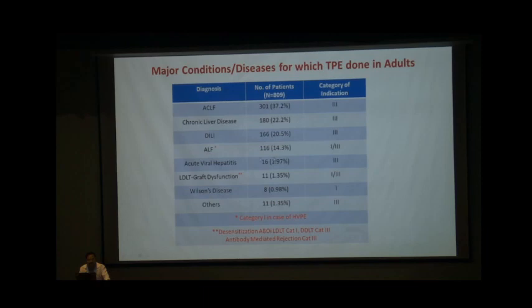In ALF, if it is high volume, it's category 1, and if it is standard volume, it's category 3. Acute viral illnesses, LDLT graft dysfunction are mostly in category 3, and Wilson disease, 8 patients in the adults.